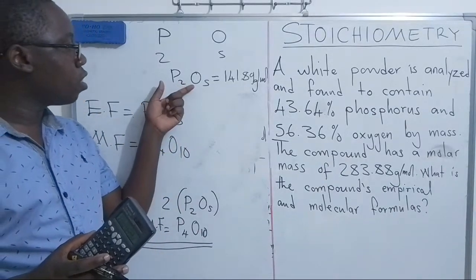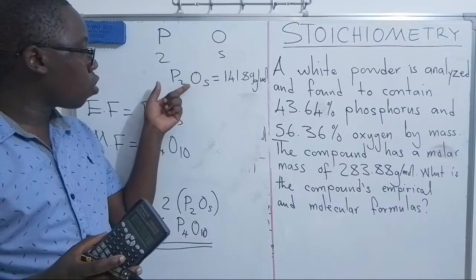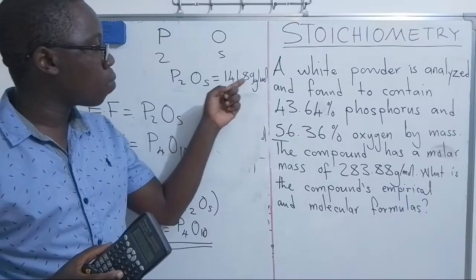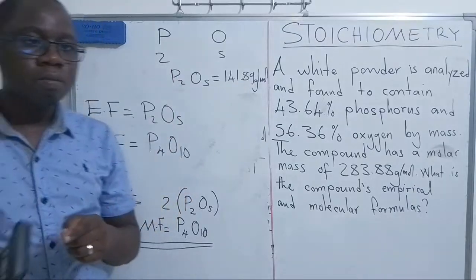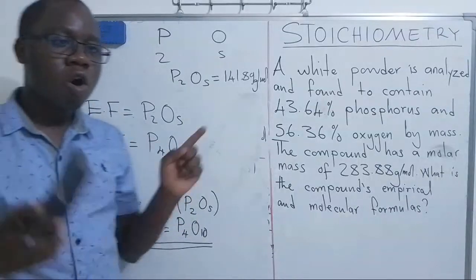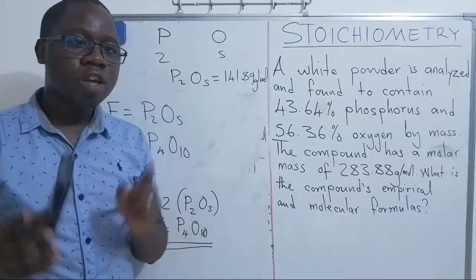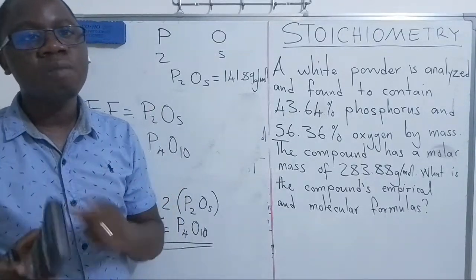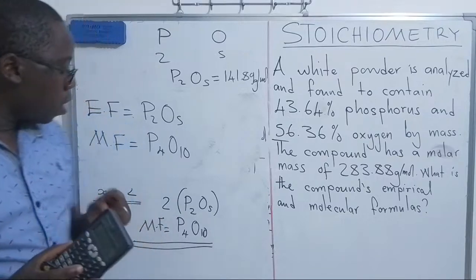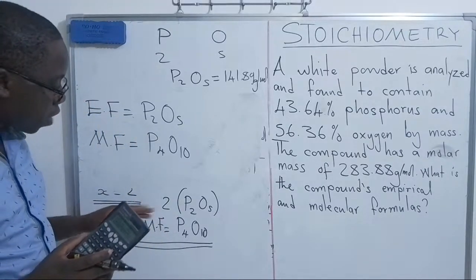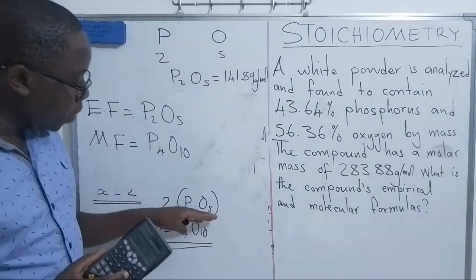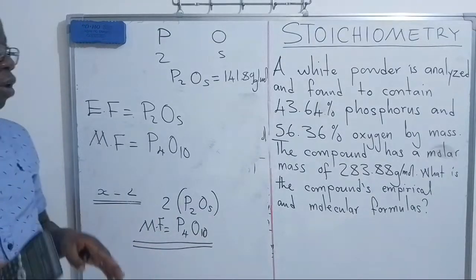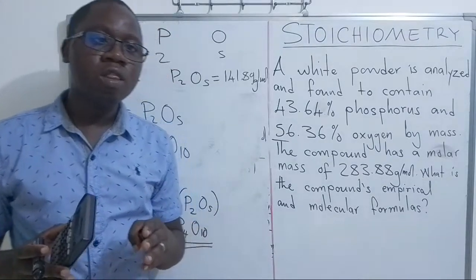Thereafter, we found the relative molecular mass of P2O5, which gave us 141.89 grams per mole. Then we said X times the molar mass of the empirical formula should be equal to the molar mass of the molecular formula. We found that the multiplying factor is 2, so we multiplied the empirical formula by 2 and found the molecular formula. So this is how far we can go in this video.